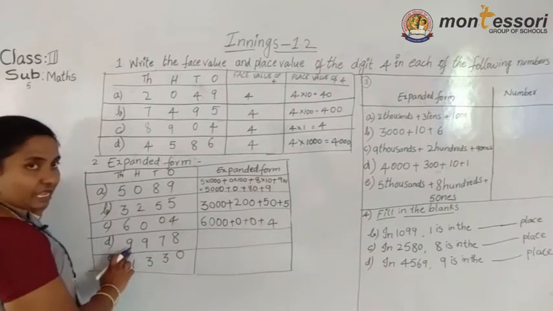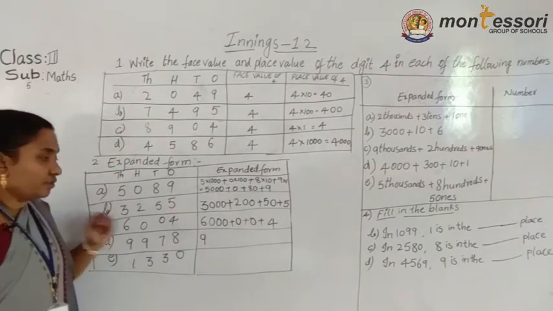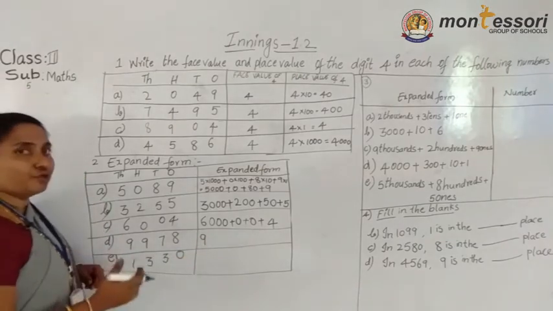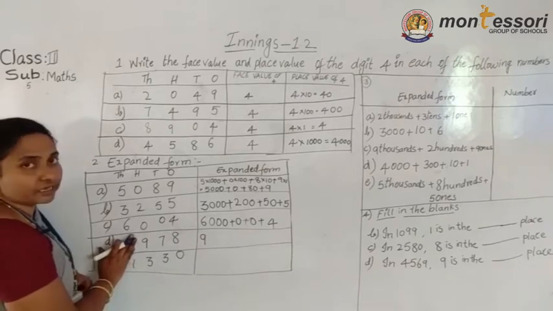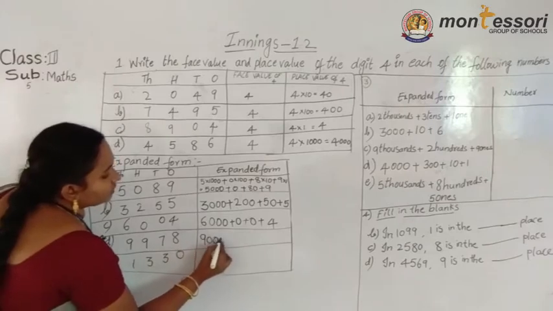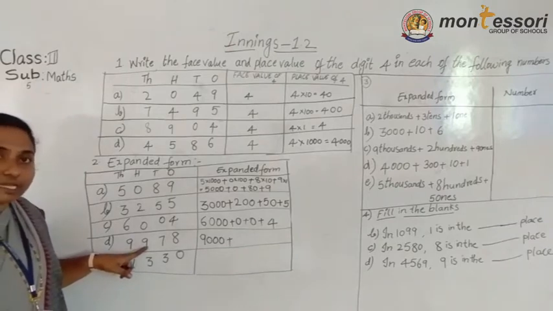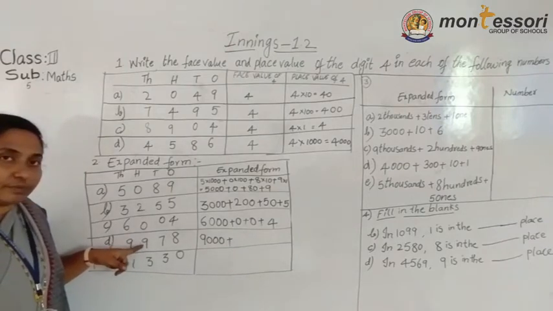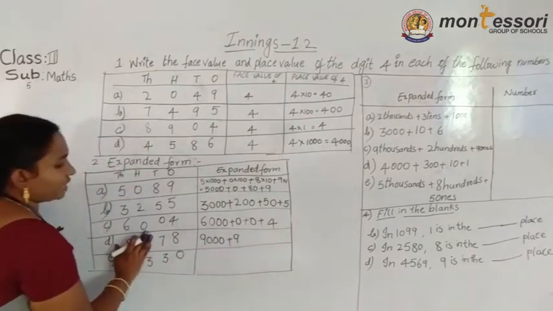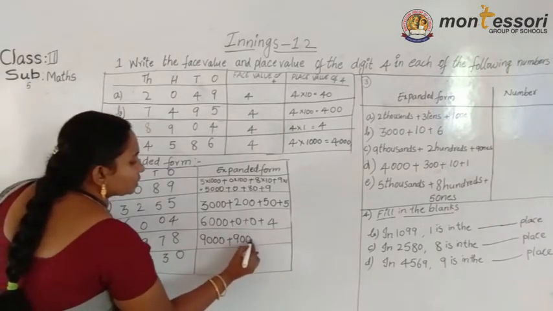Next, what is the number here? 9. 9 is in which place? Thousands. So you are writing 9000. If you don't know, after 9 how many numbers are there? Count 1, 2, 3. We are writing 3 zeros. Understood? Next, go to the hundreds place. What is the number in the hundreds place? 9. After 9 how many numbers are there? 2 numbers. So I write the 2 zeros.